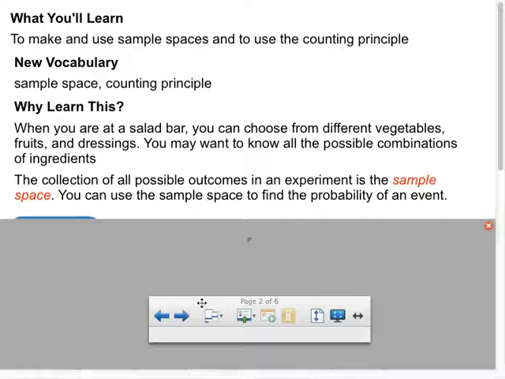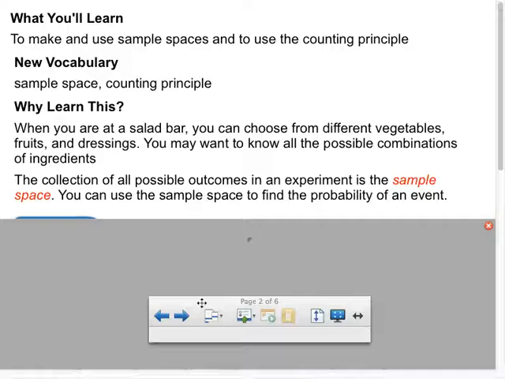New vocabulary: sample space, counting principle. Why learn this? When you're at a salad bar, you can choose from different vegetables, fruits, and dressings. You may want to know all the possible combinations of ingredients. The collection of all possible outcomes in an experiment is the sample space. You can use sample space to find the probability of an event.